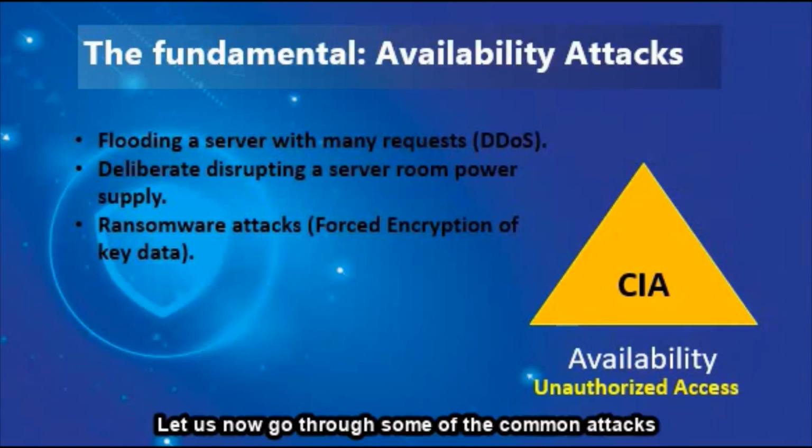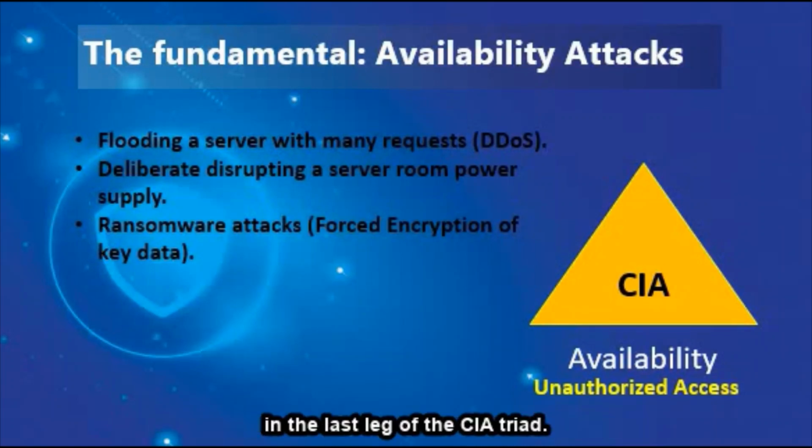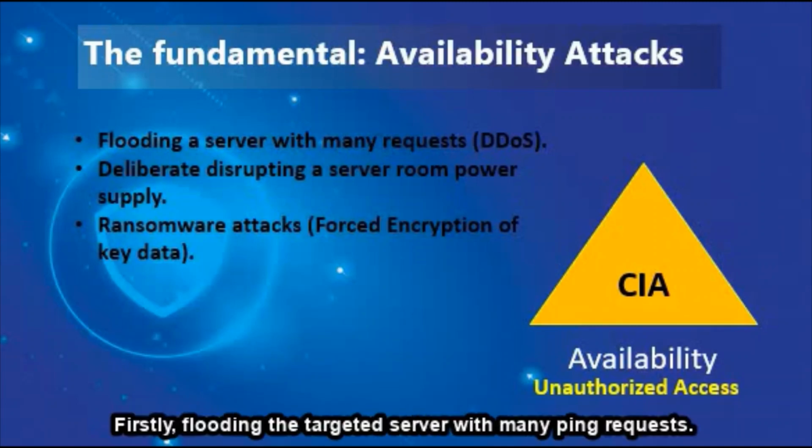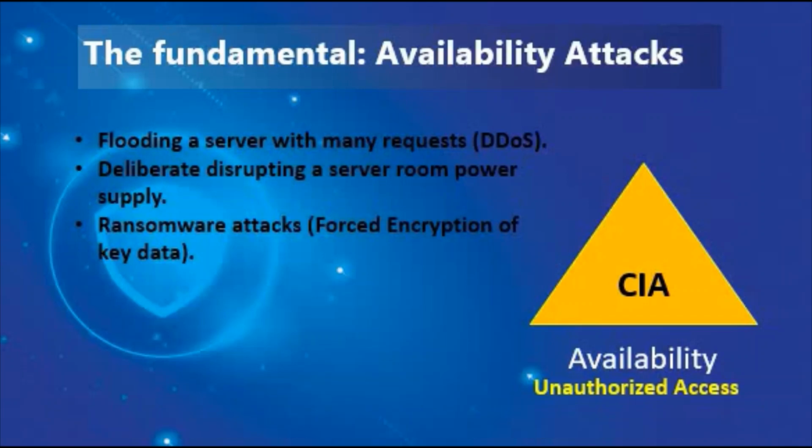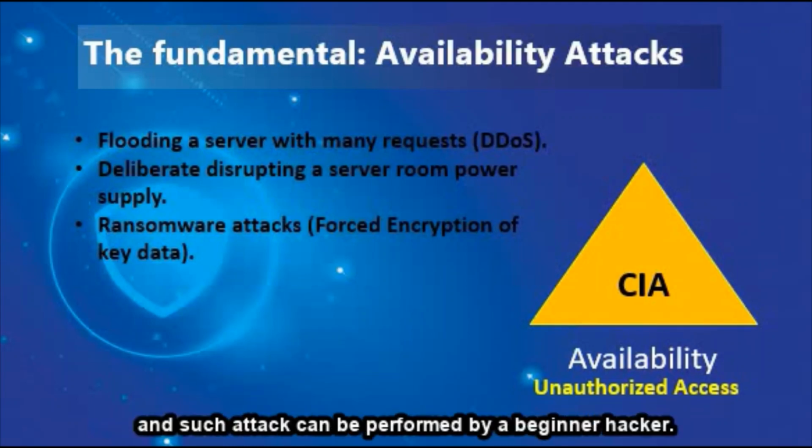Let us now go through some of the common attacks on the last leg of the CIA Triad. Firstly, flooding the targeted server with many requests. This is known as distributed denial of service, commonly known as DDoS. This is the easiest form of attack, and such an attack can be performed by a beginner hacker.